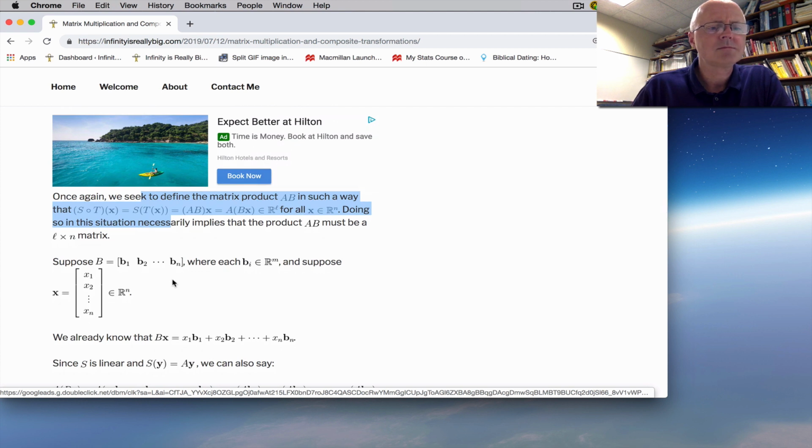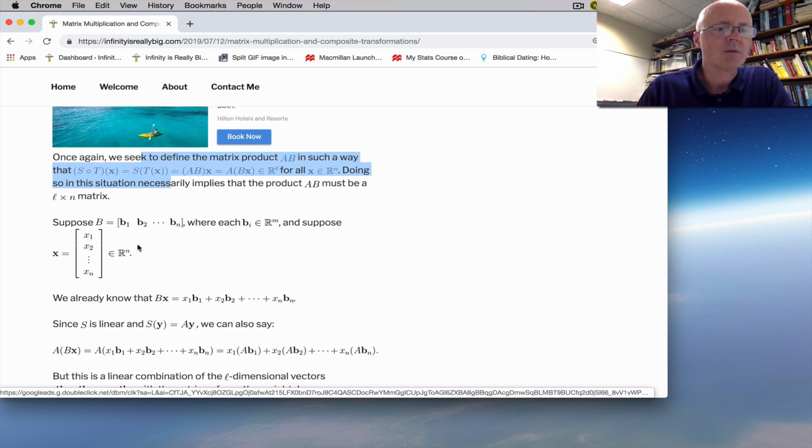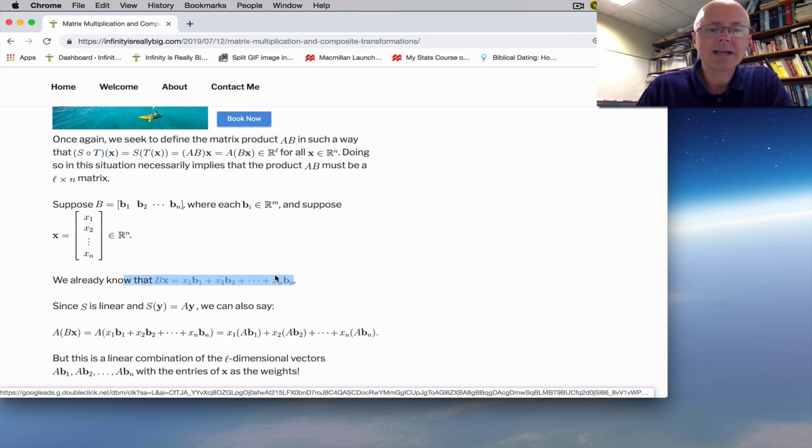So take it carefully. Suppose these are the columns of capital B. Now remember, B was m by n: m rows, n columns. These are n columns, where each of these vectors is m-dimensional. X is what you're going to multiply B by, B times X. It's got to be n-dimensional as well. We already know that B times X is a linear combination of the columns of capital B with the entries of X as the weights. That's what this is.